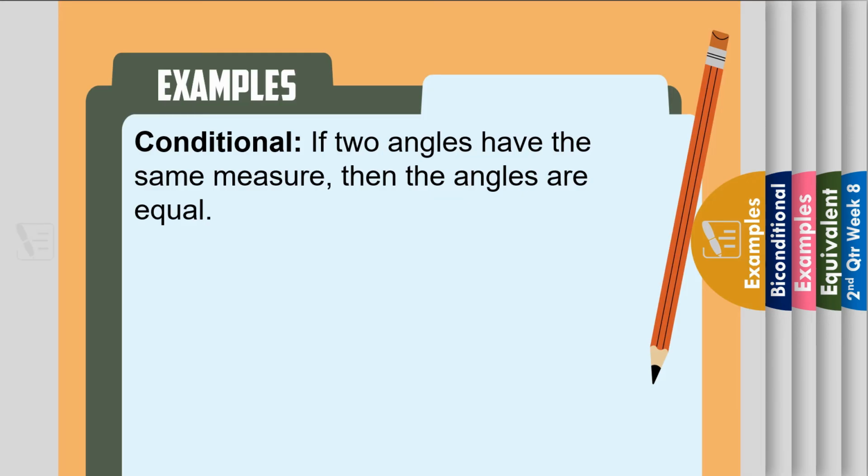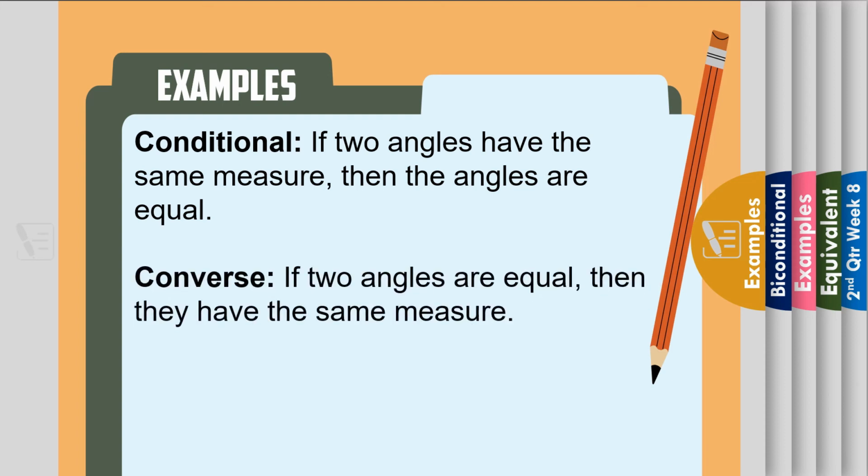Let's have some examples. The first example is we have here a conditional statement. If two angles have the same measure, then the angles are equal. What will be our converse? Very good. We can write the converse as if two angles are equal, then they have the same measure. Are these statements true?